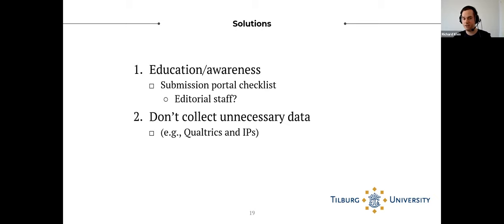One of the major violators we saw, I think the majority of IP addresses that we saw, were from Qualtrics data collections, which by default will collect the IP address and insert it into your data set, whether you want it or not. Now, you can turn that off. And maybe if you're not going to use those data at all, just don't collect them in the first place.